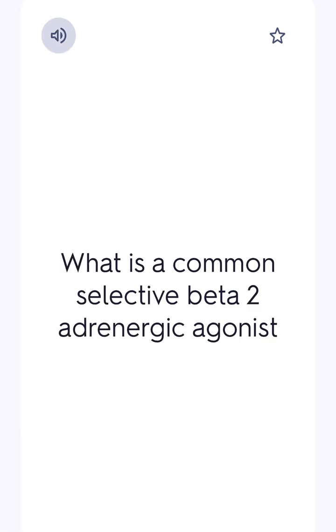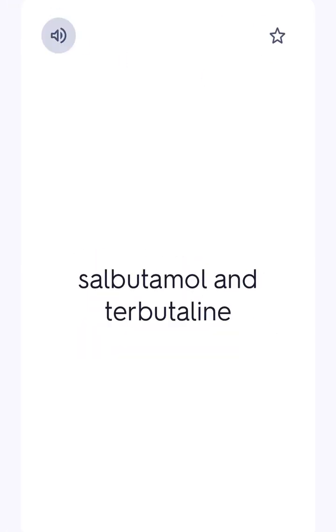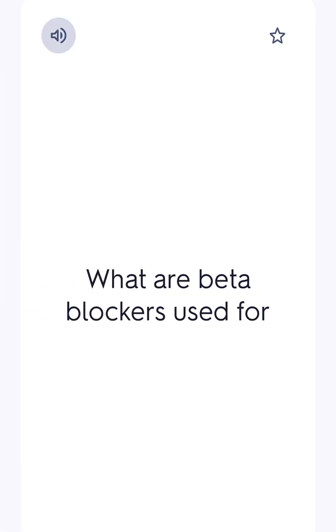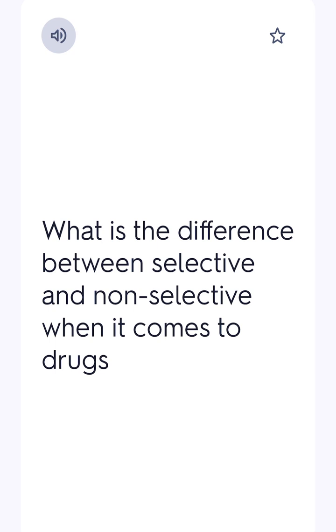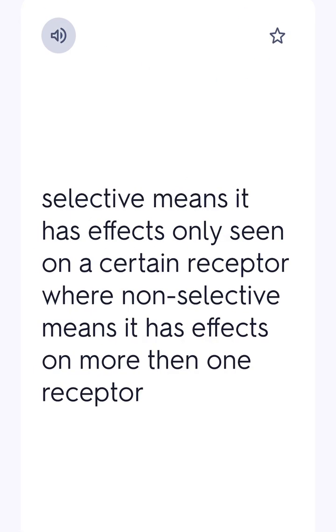What is a common selective beta-2 adrenergic agonist? Salbutamol and terbutaline. What are beta blockers used for? Used to treat hypertension, arrhythmias, angina, CHF, glaucoma. What is the difference between selective and non-selective when it comes to drugs? Selective means it has effects only seen on a certain receptor, where non-selective means it has effects on more than one receptor.